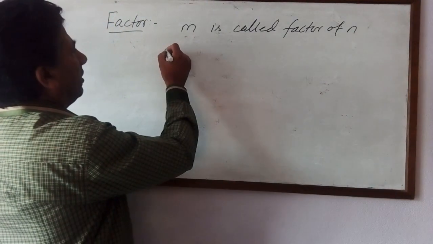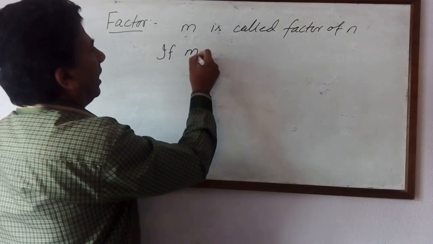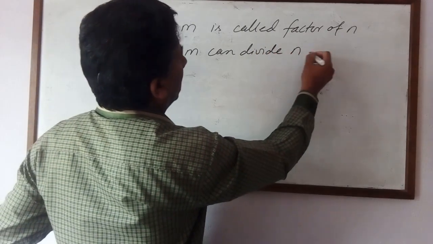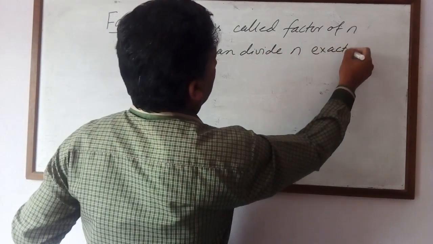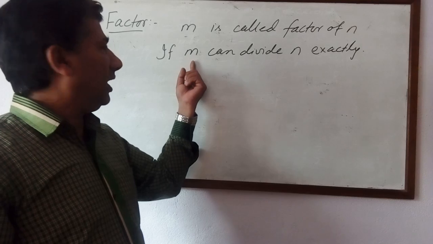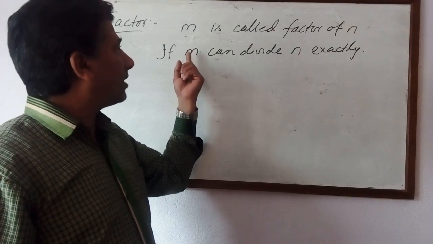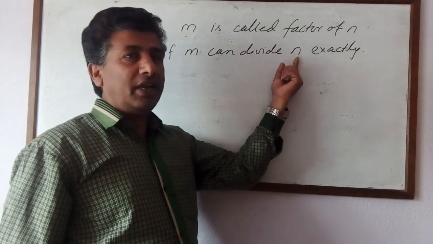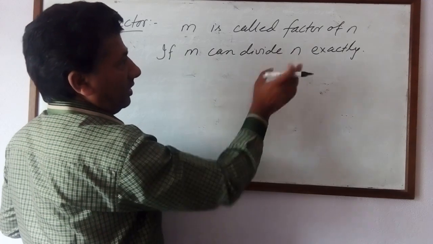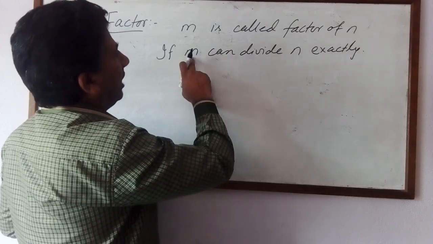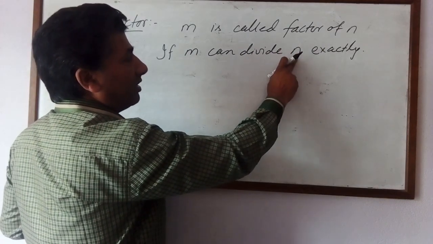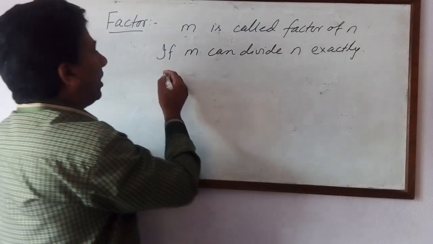M is called a factor of n if it can divide n exactly, or n is exactly divisible by m. This m is called a factor if it can divide n exactly, and this n is called a multiple of m. Remember again, m is called a factor of n if it can divide n exactly, and n is called a multiple of m. One example.